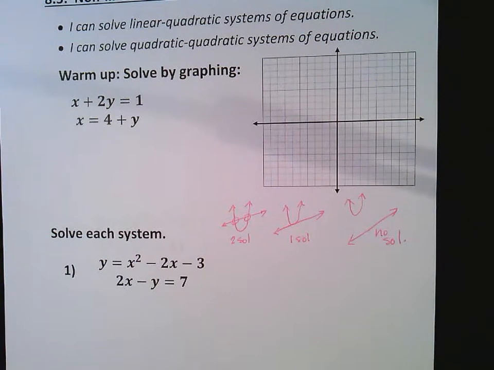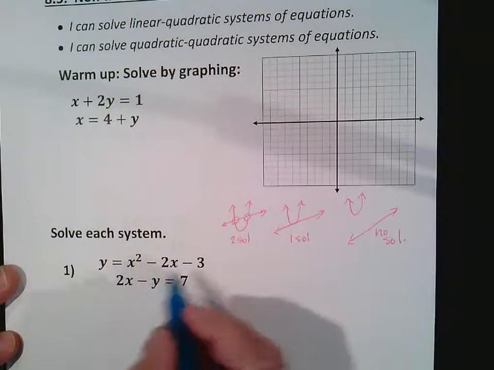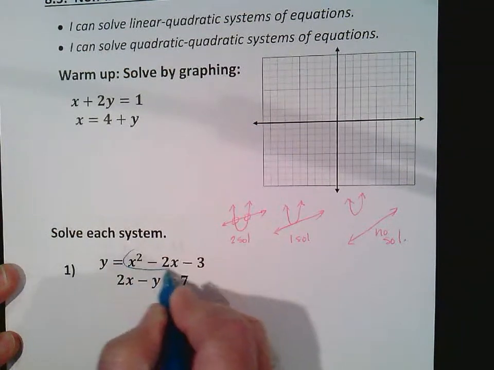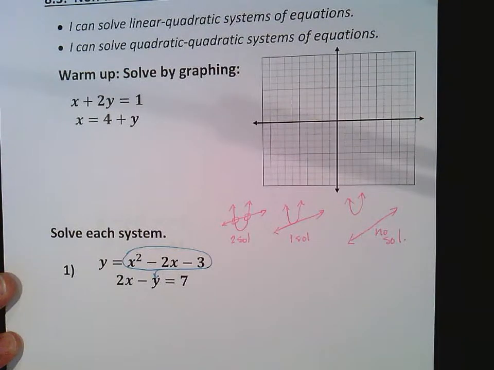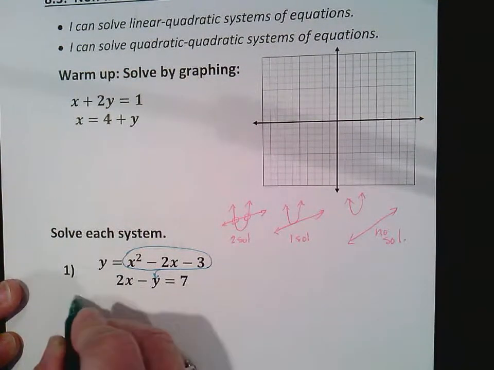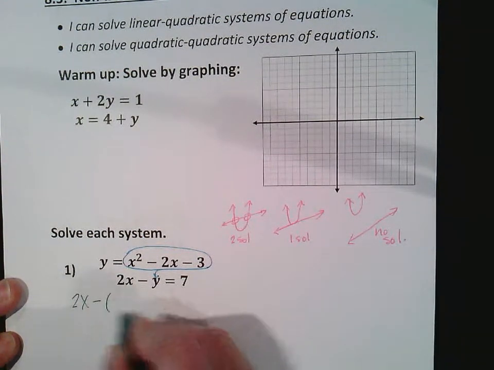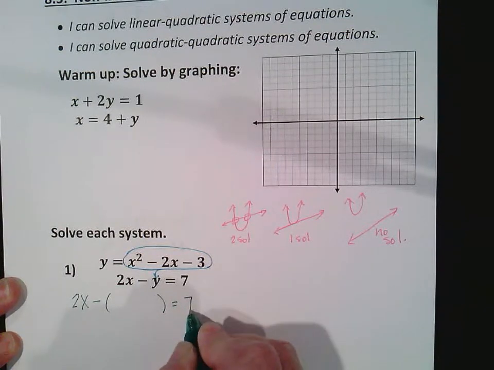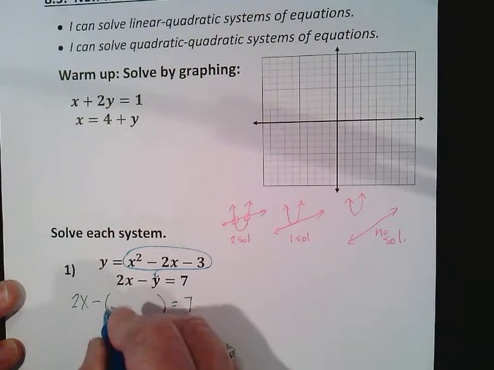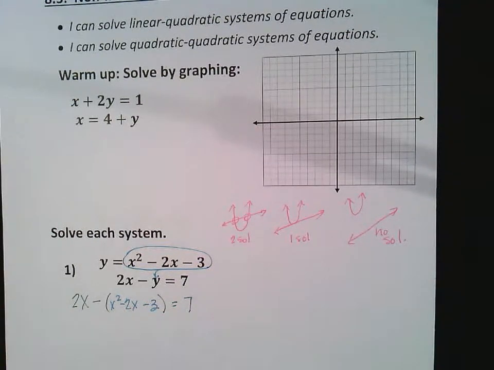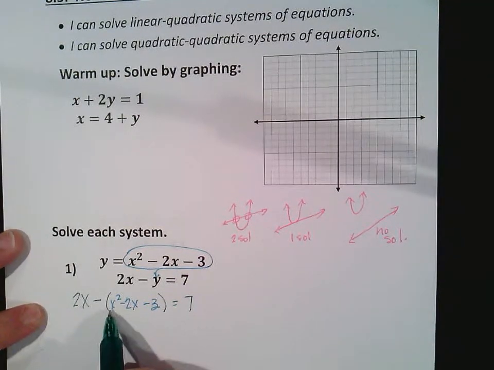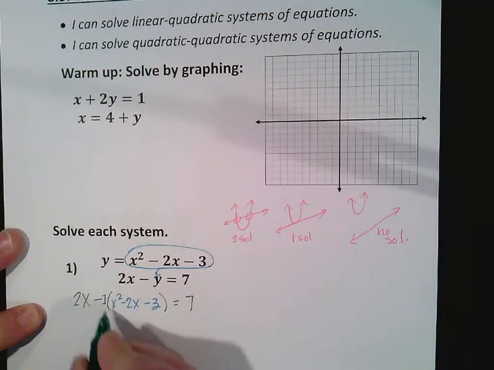First thing I've got is solving systems. This one I'm going to solve by substitution, and the reason I chose that is the y is by itself. So I'm going to take that and I'm going to plug it in for y in the other equation. So this equation is 2x minus whatever y is equals 7. And my y is x squared minus 2x minus 3. So I'm going to distribute that. This is like there's a negative 1 out in front of here. I'm going to distribute that negative 1.